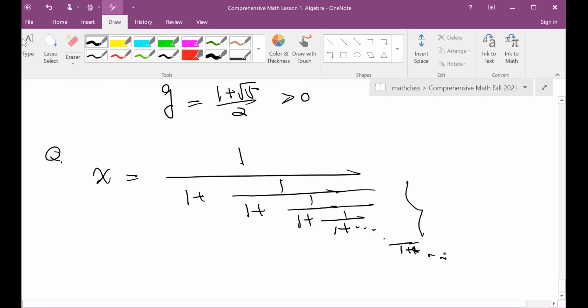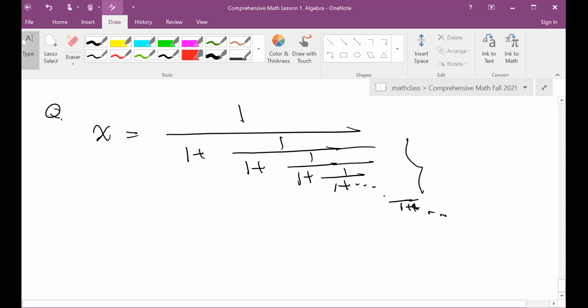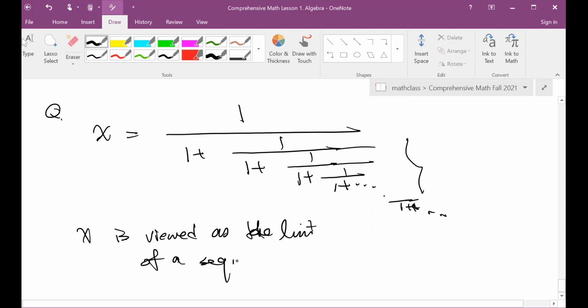So how do we solve this problem? How do we get this number? So here x is viewed as the limit of a sequence of fractions. Okay. So x is viewed as the limit of a sequence of fractions.